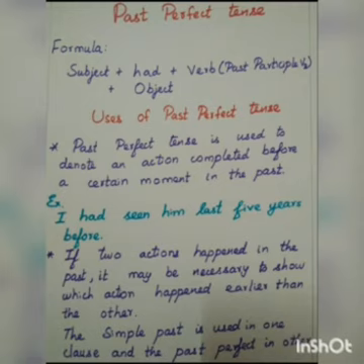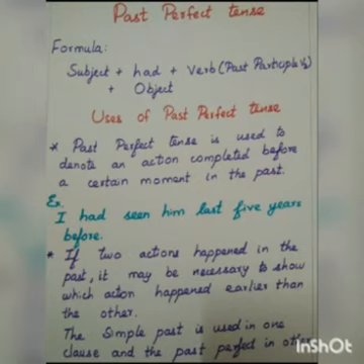It is used to denote an action completed before a certain moment in the past. Listen to the example. I had seen him last 5 years before. Here, 5 years before is the action, and it is completed already. In this sentence, we talked about a single action.